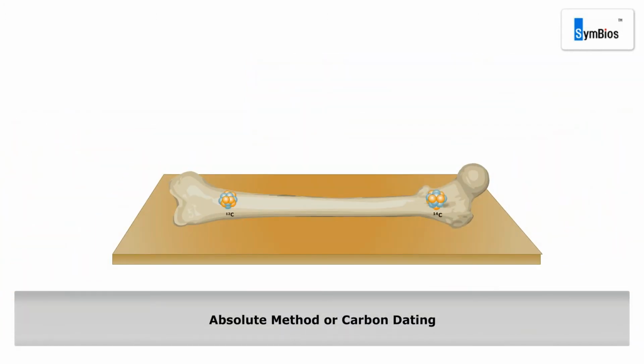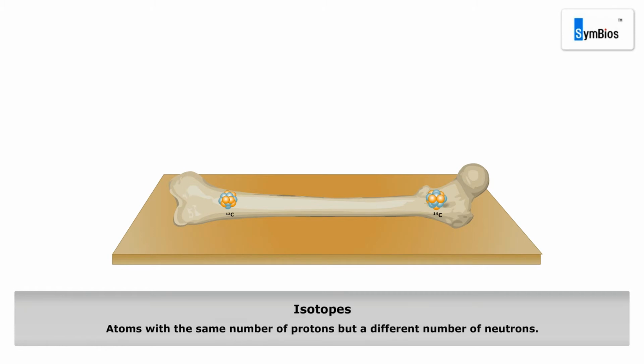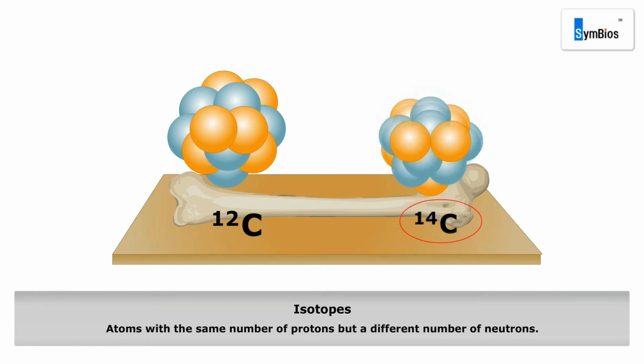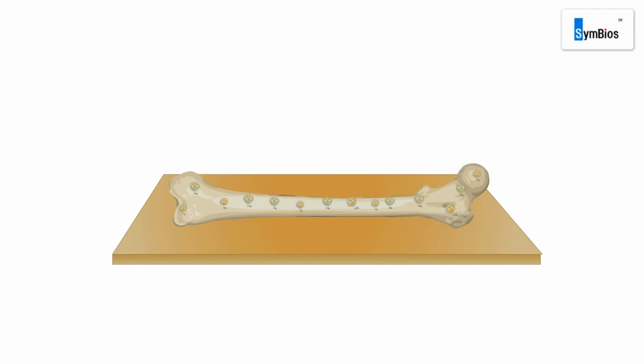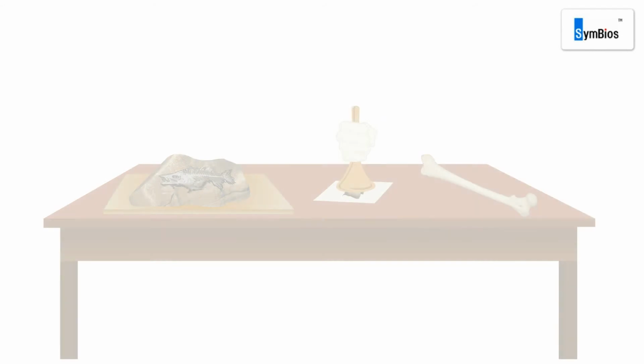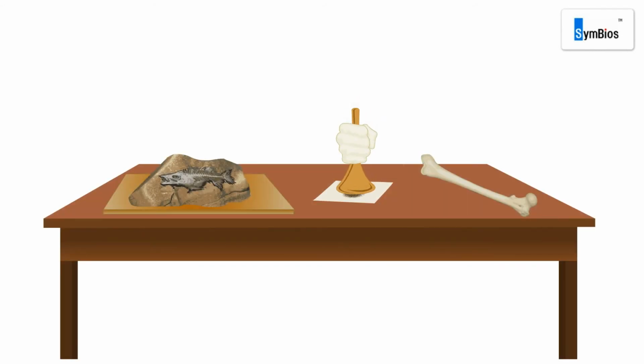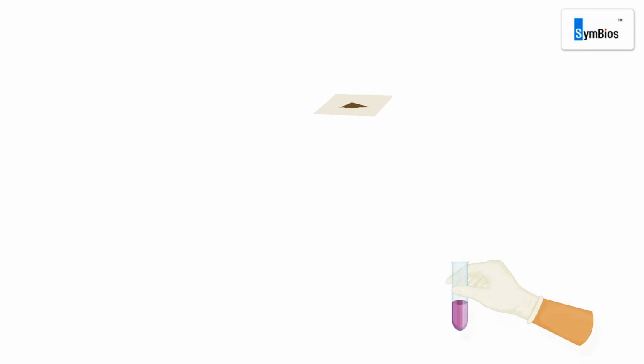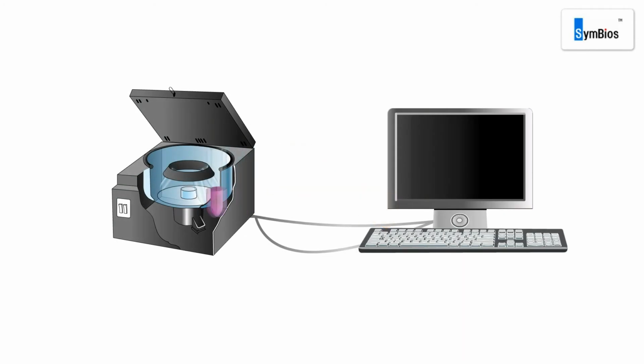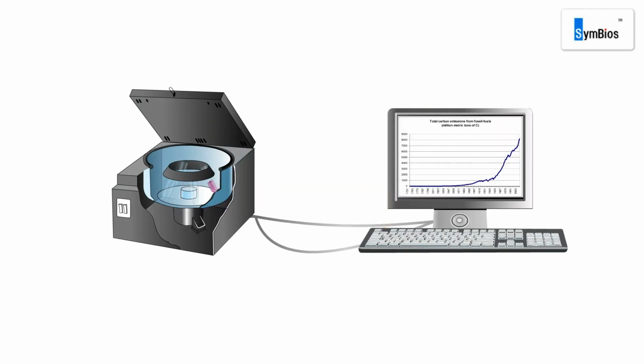Absolute method or carbon dating. All living organisms at all times have carbon isotopes, carbon-12 and carbon-14 in their bodies. After death, though the amount of carbon-12 remains stable in the organism, carbon-14 decomposes with a constant rate. Thus, by taking the carbon-12 to carbon-14 ratio of the fossil and comparing it with that of the living organism, a fairly precise date of the fossil can be found.